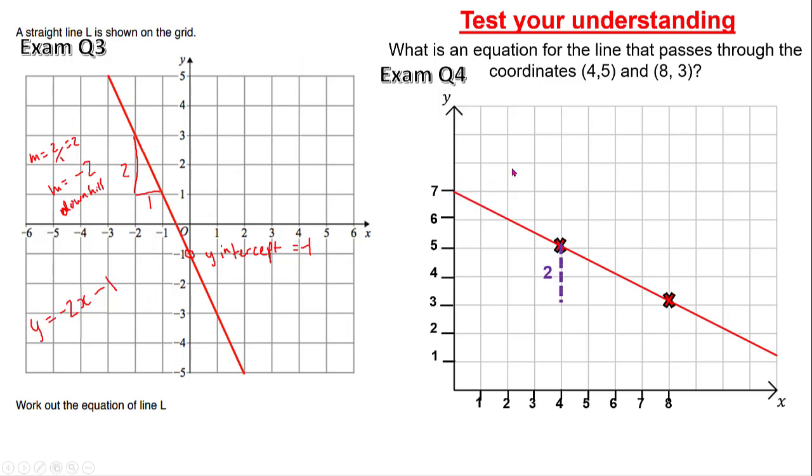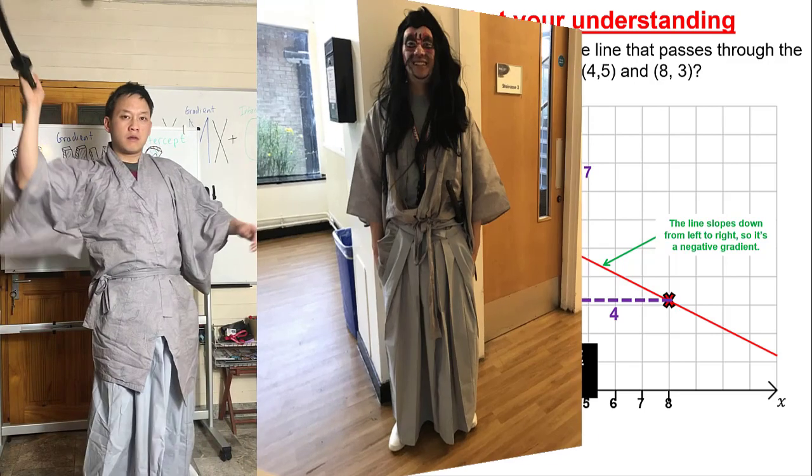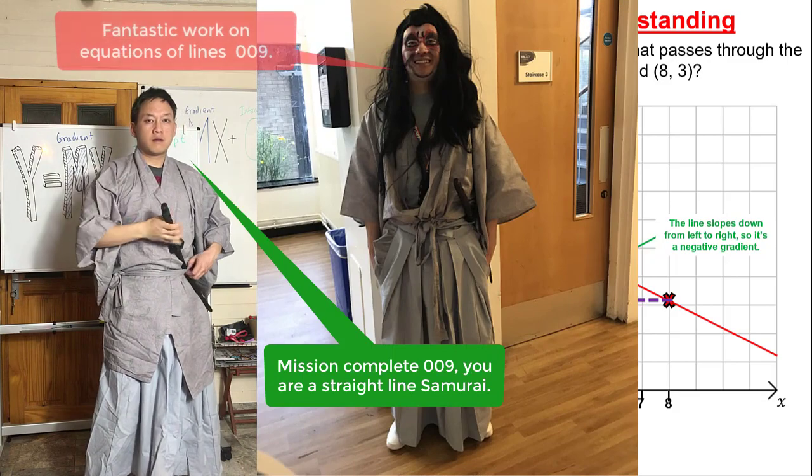Find the gradient. So the rise is 2 and 4. Remember it's negative, so m, the gradient, equals -2 divided by 4. Y-intercept is 7. You know -2 divided by 4 is -1/2. And finished. Marks in your pocket. Hope you understood that.